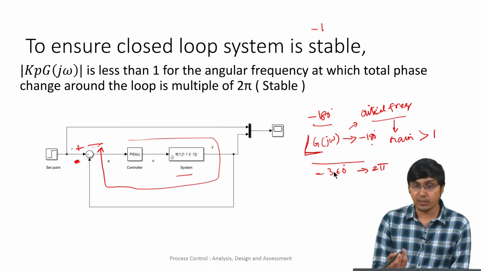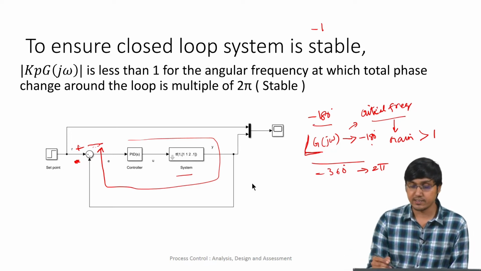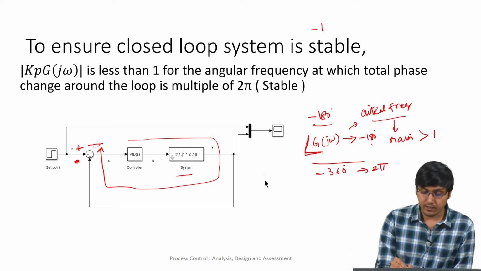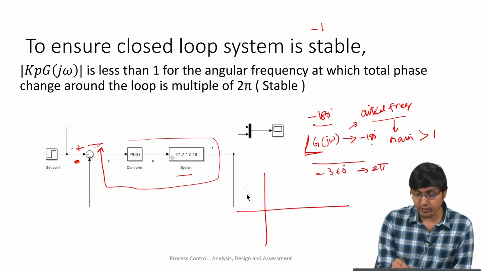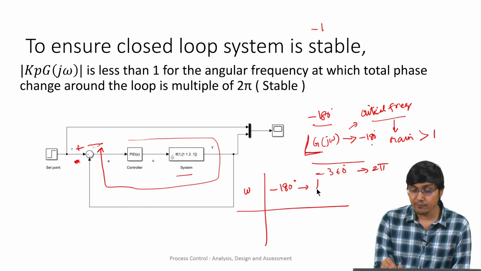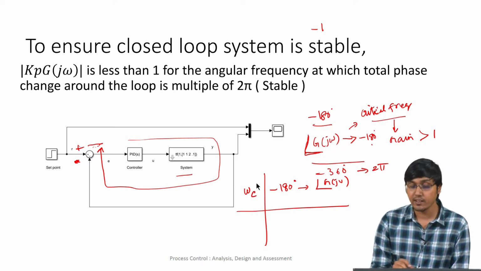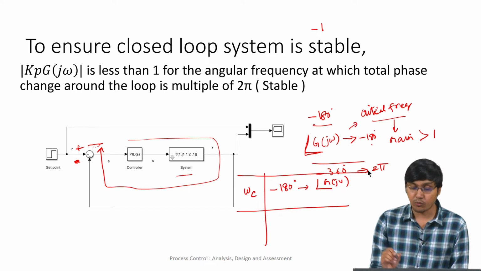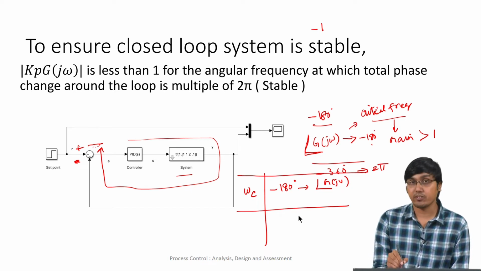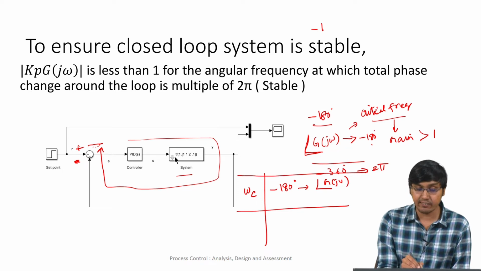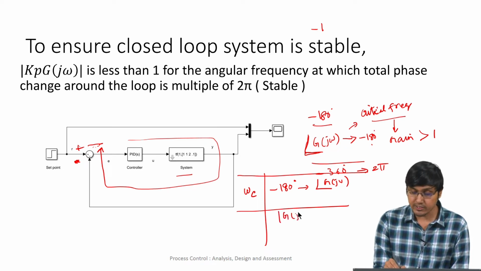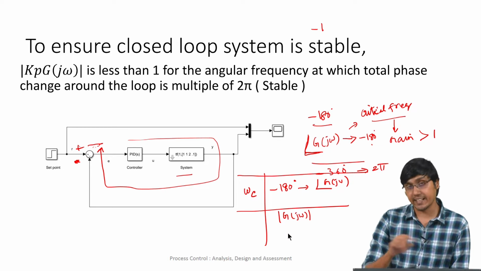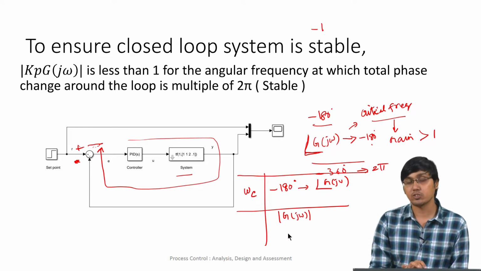So to summarize, at the frequency where the phase shift contributed by the angle of g of j omega is minus 180 degrees, that frequency we call the critical frequency omega c. And what we say is, if at this frequency the magnitude, which is the gain contributed by the modulus of g of j omega, is greater than unity, then the system is going to get unstable.